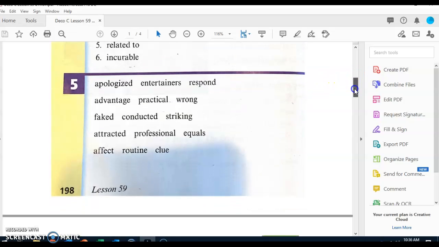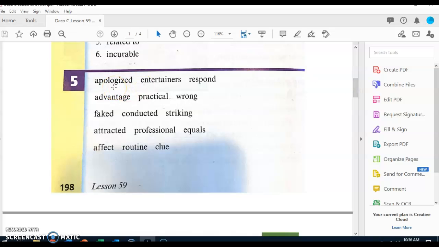Let's go ahead and look at part 5. First word, what word? Apologized. Next word, what word? Entertainers. Next word, what word? Respond. Next word, what word? Advantage. Next word, what word? Practical. Next word, what word? Wrong. Next word, what word? Faked.